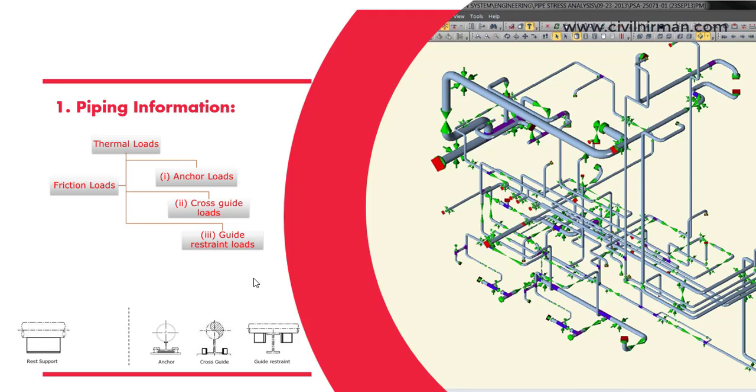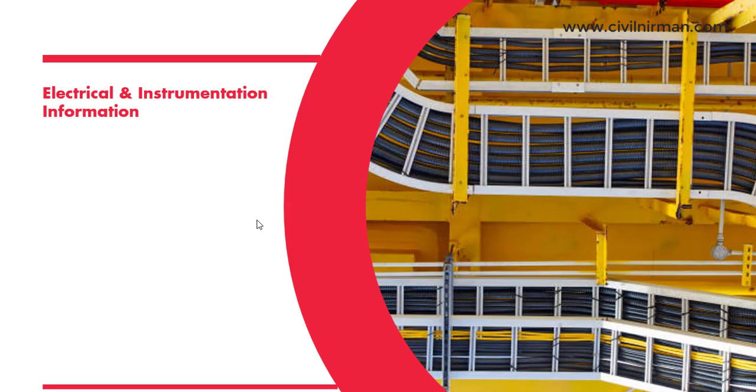So if you have those particular loadings, you need to implement them in your STAAD model, or else if the project is in the initial phase, then based on the PIP guidelines, based on the assumption or based on the provided piping information, you need to implement your pipe loads. Next important point is electrical and instrumentation information.